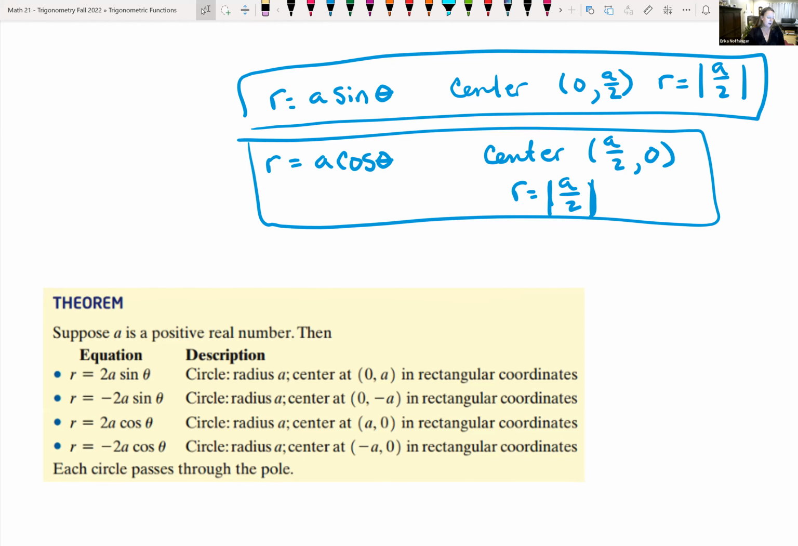So I think I'm going to pause the video before we get into that next part. Actually, not pause the video. I think I'm going to restart the video to a new video for this new portion of this section, which in our textbook is 10.1.